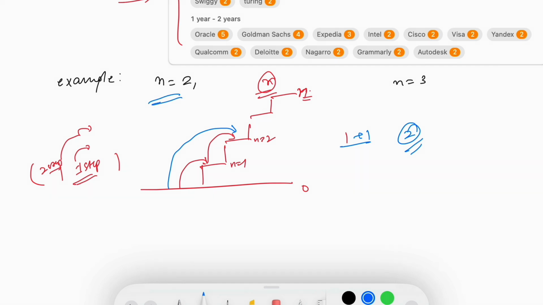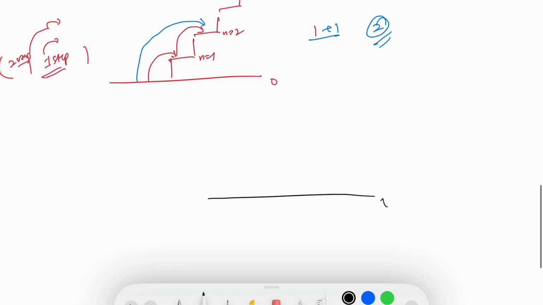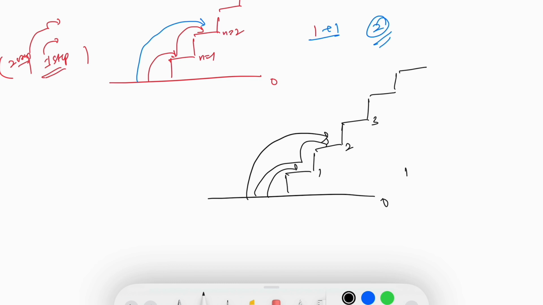Let's consider n equal to 3. This is our ground, first level, second level, third level, and so on. To reach first level, we have only one way. To reach second level, we have two ways, as we have seen in the previous approach. On the third level, how many ways do we have? The one way is this one and this one. So both of these ways are going to be on third level.